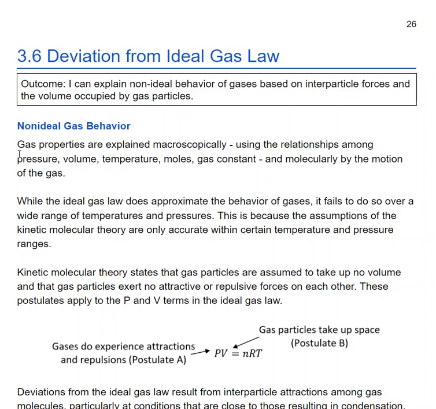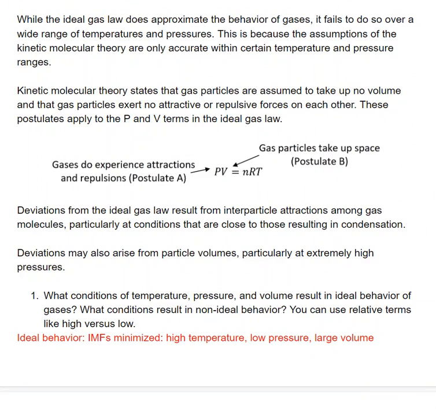So, if we look at our ideal gas law equation, PV equals nRT, gas particles do experience attractions and repulsions, which is going to impact their pressure. And gas particles also take up space, which is going to impact their volume. So, deviations from the ideal gas law result from interparticle attractions among gas molecules, especially at conditions that resemble condensation. Deviations can also arise from particle volumes, particularly at high pressures.